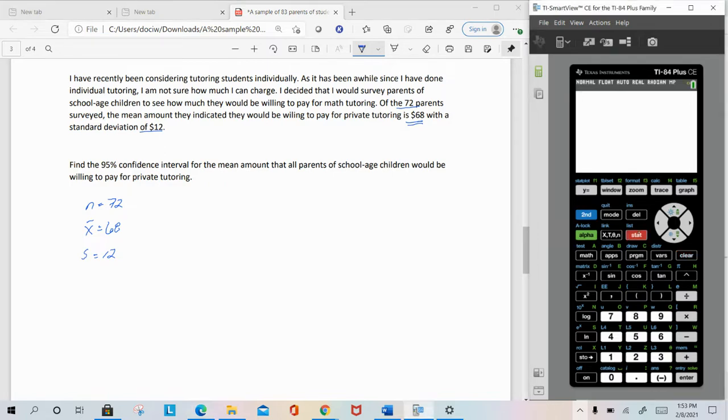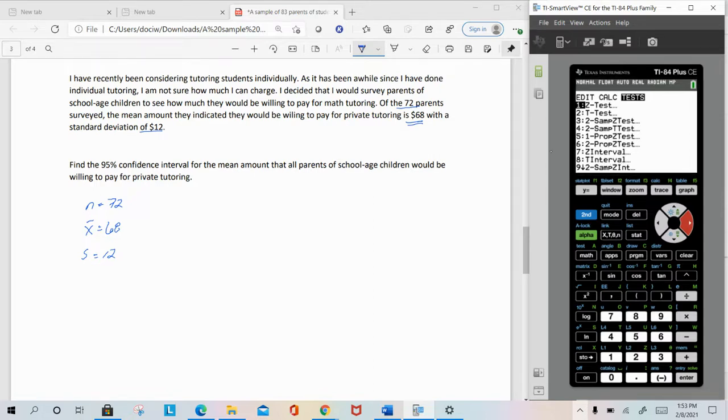Okay, so we're going to go to stat, tests. And since it's a single mean, our options are either going to be number 7 or number 8 in the list, Z interval or T interval. And remember, we've discussed this in class. Z interval is used if you know sigma. Number 8, the T interval, is used if you do not.